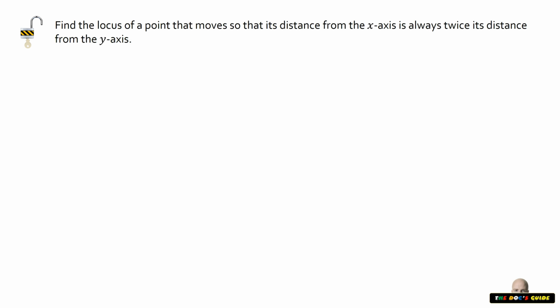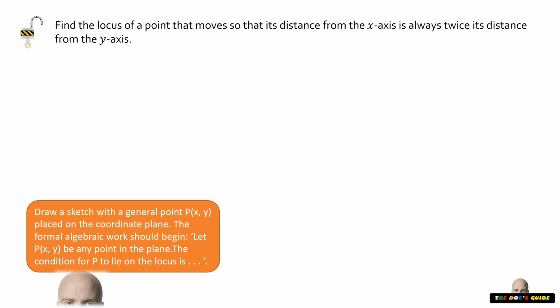So let's have a look at this example here, where we want the locus of a point that moves so that its distance from the x-axis is always twice its distance from the y-axis. What we'll do is always draw a sketch with a general point, P(x, y), placed essentially anywhere on the coordinate plane. We're not trying to do a detailed sketch. And our formal algebraic work should begin.